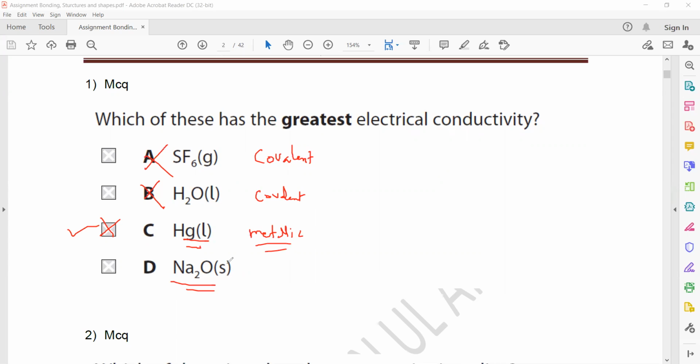And for sodium oxide solid, the bond will be ionic, but an ionic compound does not conduct electricity in a solid state. They can conduct in molten or aqueous state. That's why C is the right answer for question 1. Is it clear?